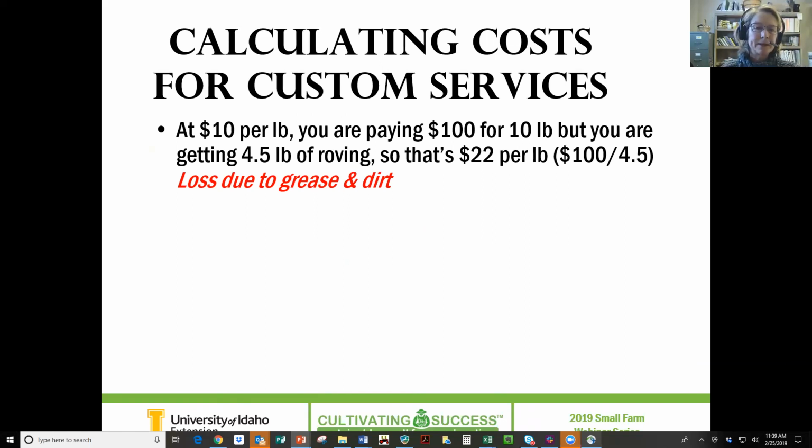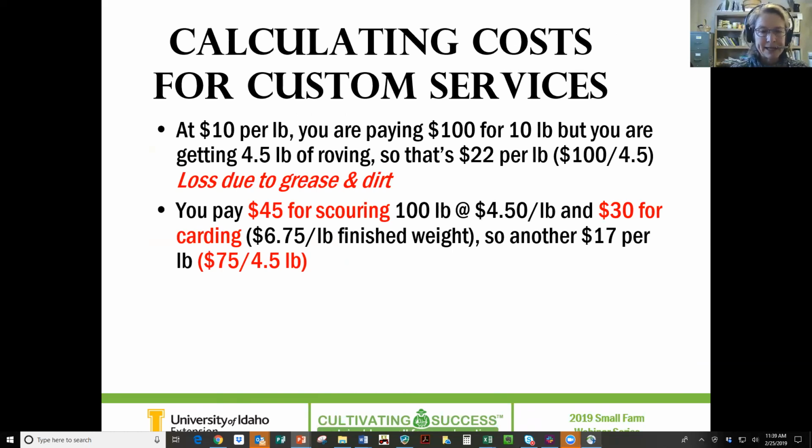Okay. 10 pounds of wool at $10 a pound. You're buying it from a nice hand spinning place for $100. But you're just getting 4.5 pounds of roving. So if you divide $100 by 4.5, you've paid $22 a pound. Just in terms of you've lost a bunch of weight due to dirt. But you've also had to pay to have this done if you're having Spinderella's Creations doing it, at $4.50 a pound.